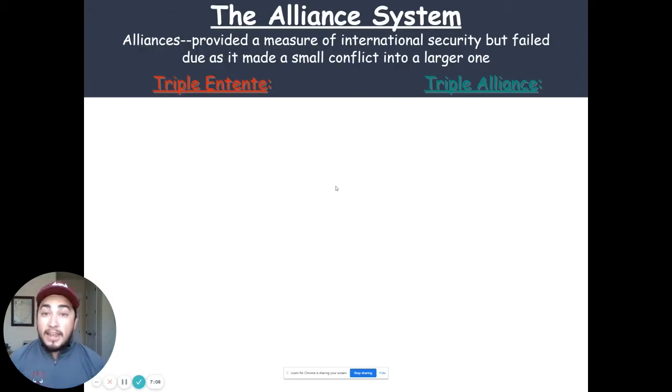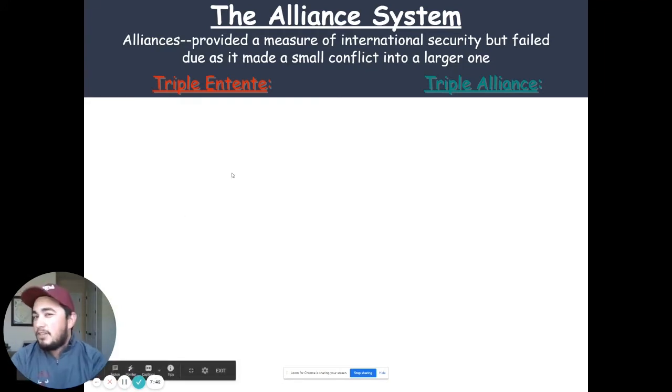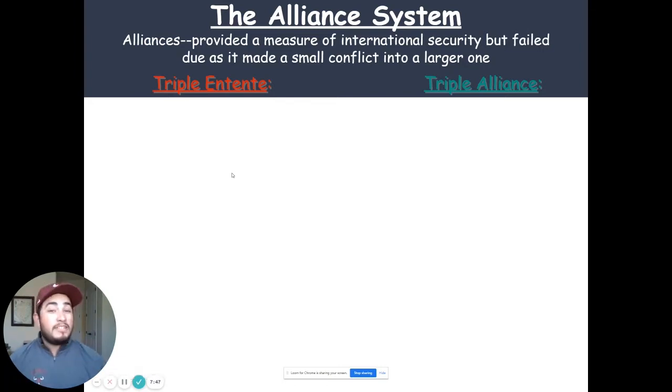So let's carry on to our next definition we need to understand, which is alliances. If we're looking at our notes, you just finished militarism with M. You're moving on to the A, which is alliances. So what is the definition for alliance? Well, alliances are simply people teaming up and being on the same team. Yes, it provided a measure of international security, but its issue is that it failed as it made small conflicts into larger ones.